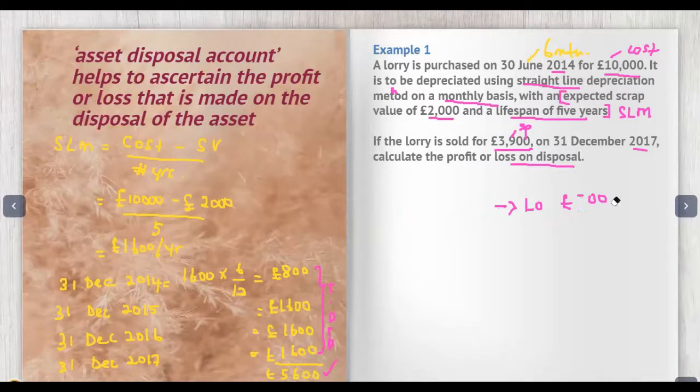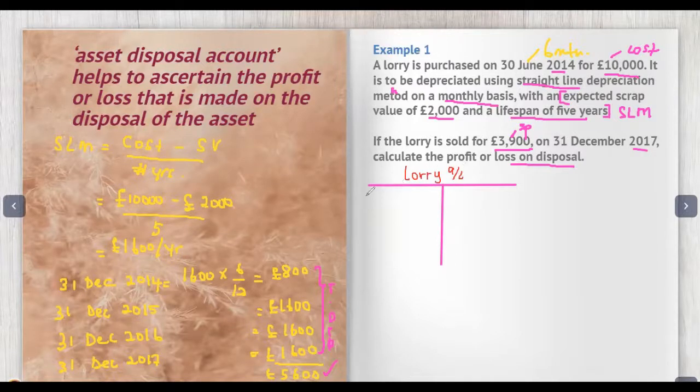There are 4 simple steps that we are going to use. The first step would be to transfer this to the disposal account from your asset account. Now what's the name of our asset? Let's call this the lorry account.